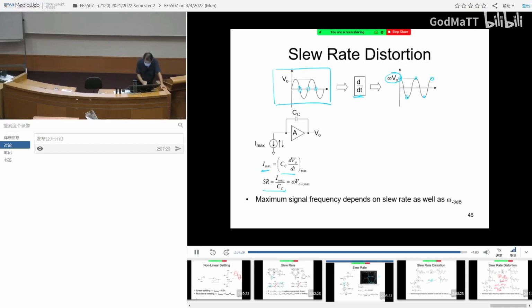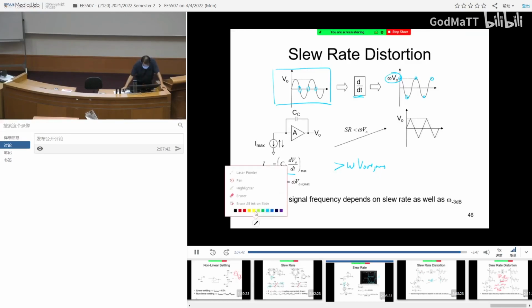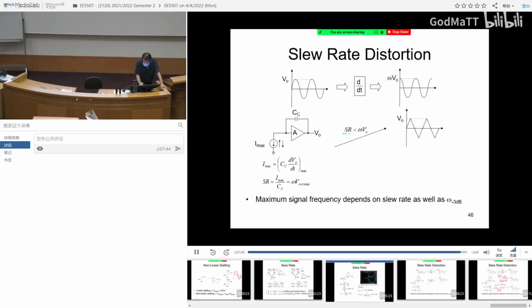You want to make sure that this slew rate is actually bigger than omega V out max. If it's not, you are going to end up having distortion. Okay, shown over here. If your slew rate is actually smaller than your frequency multiplied by your output voltage, you are going to end up having a triangle wave.